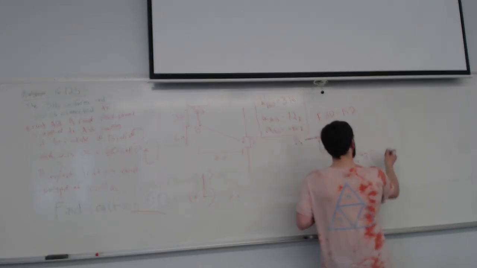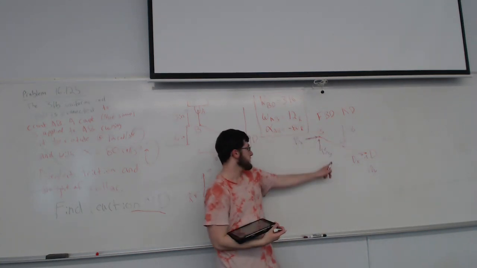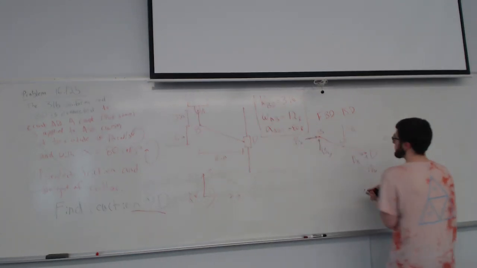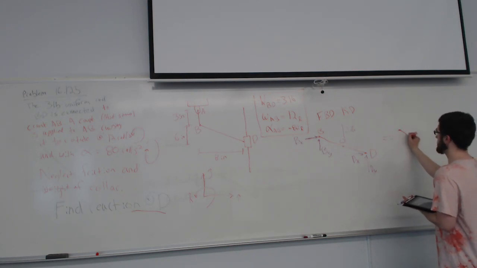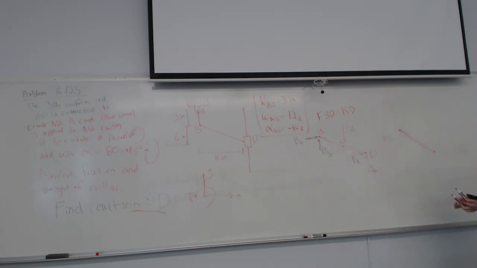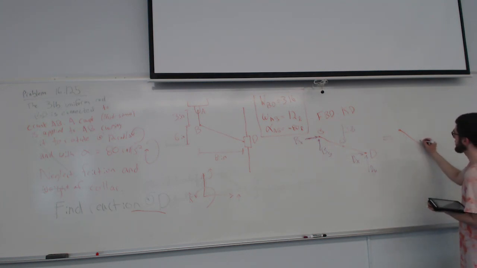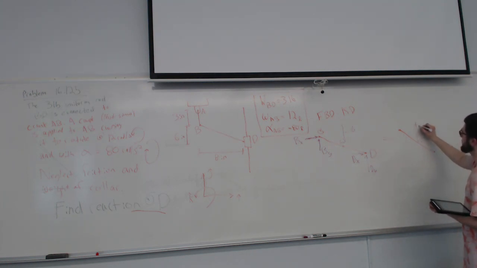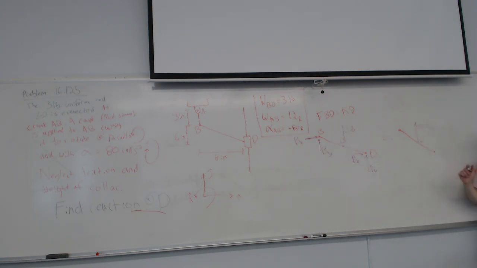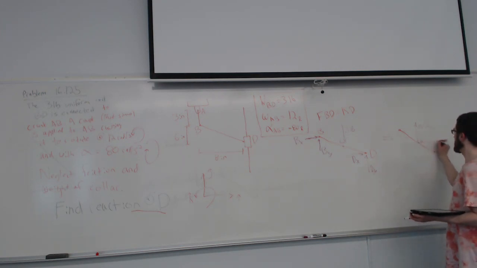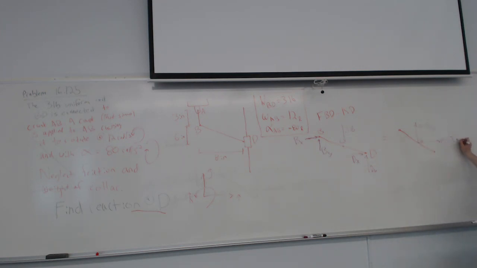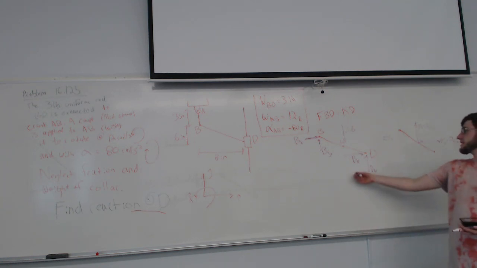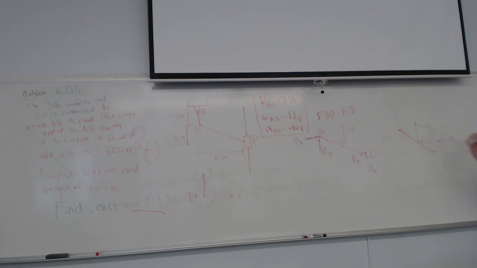So this whole thing equals force equals mass times acceleration. At this same point G, we have mass times acceleration of G in the y direction, assuming positive, and then mass times acceleration of G in the x direction. So this is what we're trying to solve here. We are trying to solve for Dx and Dy.